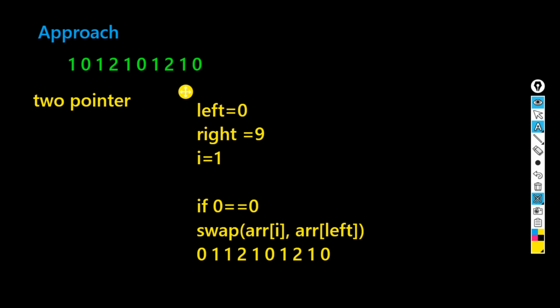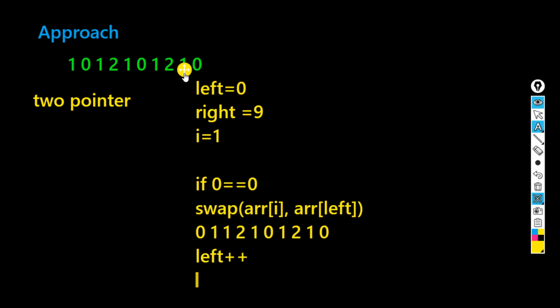Now after swapping I will increment left. Why am I incrementing left? This is the main question. Because if I have incremented the left, then we know that at 0th index we have 0. In case we have swapped the numbers, then we know that at 0th index we have 0. So now what will we swap? We will swap the first value. So this is the basic concept.